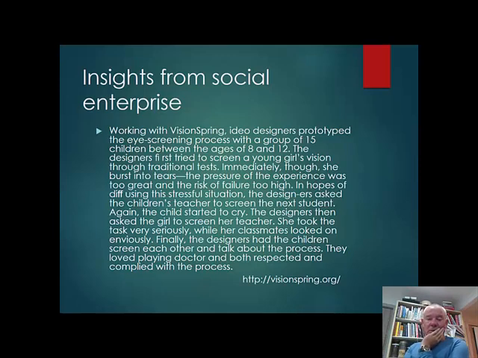So that's an interesting example. Oh, and I should say that the Vision Spring idea or model, which then spread across India and elsewhere, in a sense, the way it was set up, you have local people employed. It had a sort of model social enterprise behind it in the way it operated. Sorry, that's why it says insights from social enterprise.